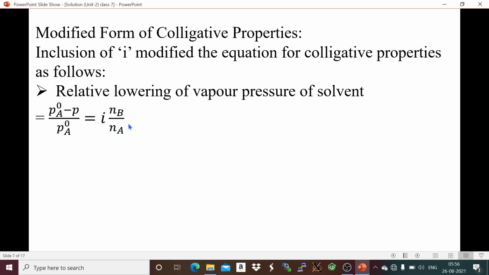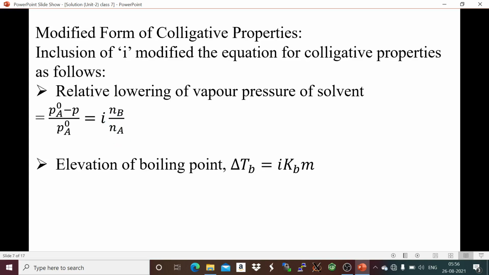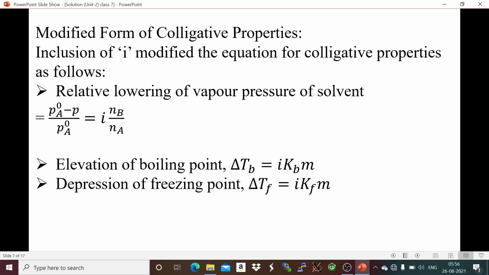In the denominator part, nB is neglected, as we consider it a dilute solution. So relative lowering of vapor pressure is equal to i into nB by nA. Elevation of boiling point, ΔTb, is equal to Kb times m. Now for abnormal molar mass, you have to multiply it with the Van't Hoff factor i. So depression of freezing point, similarly osmotic pressure.